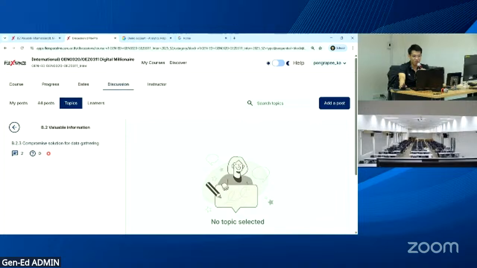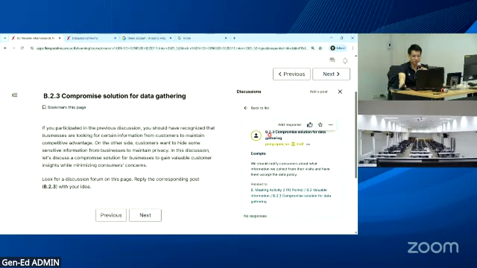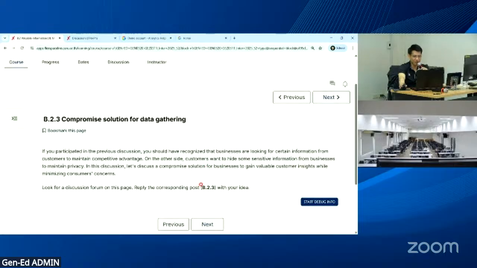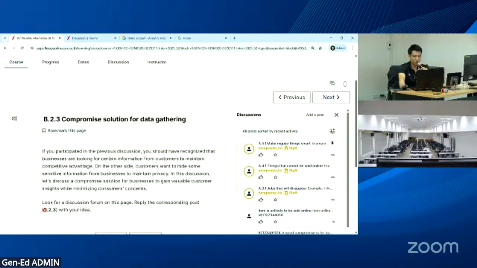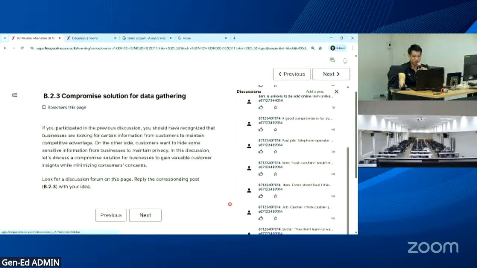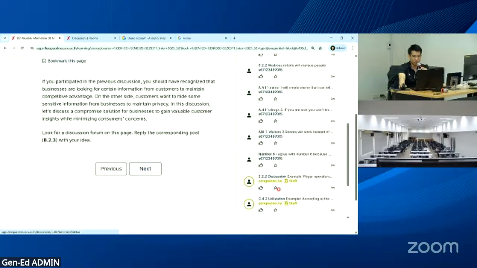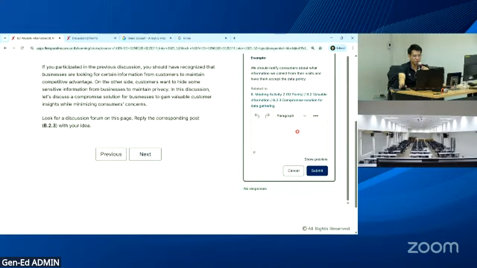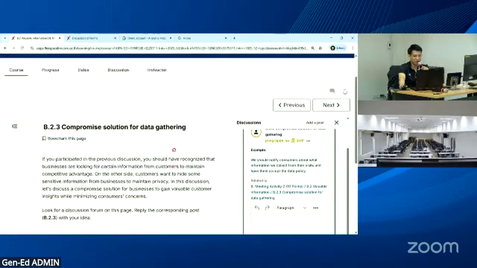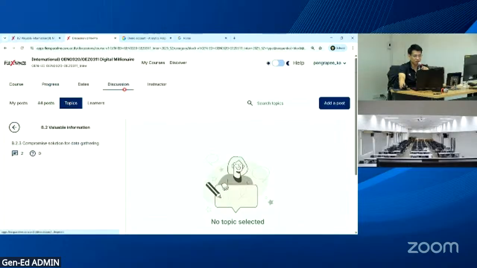And if you have other comments, you can reply to the topic B.2.3. I will show you again how to expand the discussion board. Click or tap this button and scroll down a little bit and check for the unit B.2.3. If it doesn't show up, click load more posts. B.2.3, this one. Expand this one, click add response and specify your response here. And it will be reachable from the discussion tab.